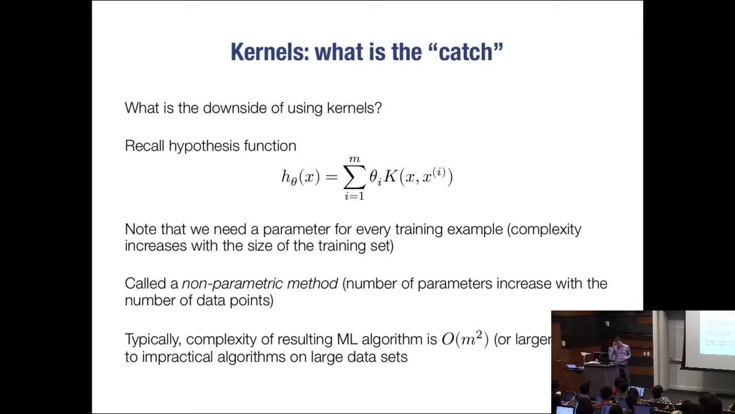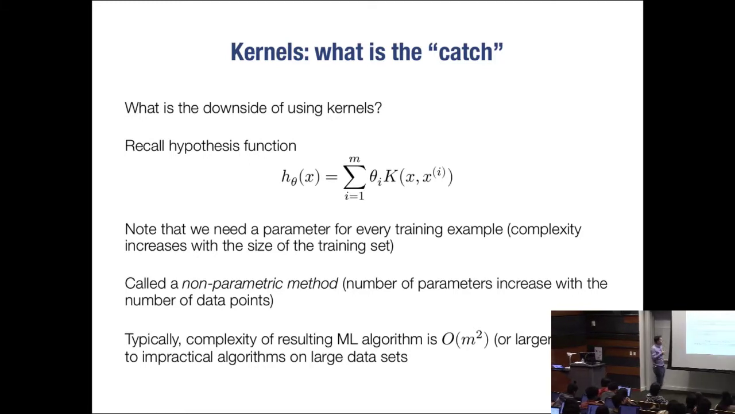And honestly, at some point you have to ask yourself, what's the catch? That seems kind of amazing. Why doesn't everyone just use kernels for everything? So there's a problem here. Look at this hypothesis function again, and I want to emphasize this now.